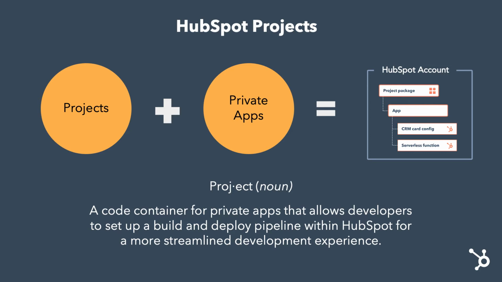HubSpot Projects is a code container for private apps that allows developers to set up a build and deploy pipeline within HubSpot for a more streamlined experience. And with Projects, all of your code is hosted on HubSpot. Using Projects, you can package, build, and deploy your private apps to HubSpot locally using the CLI.